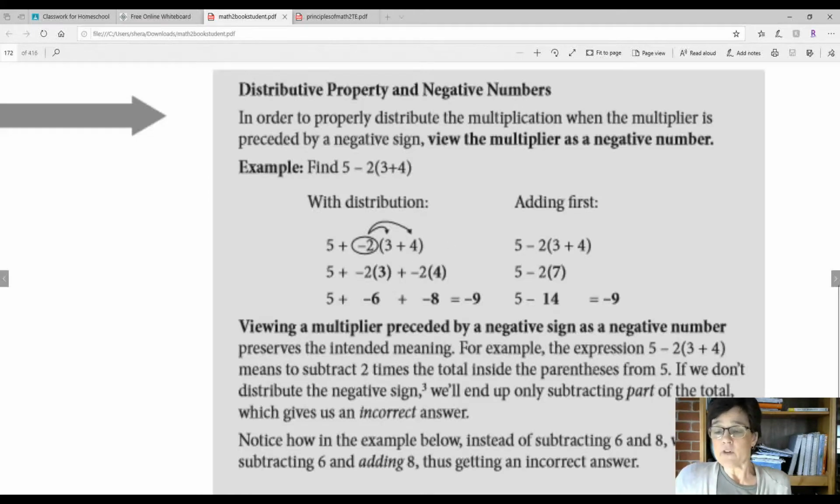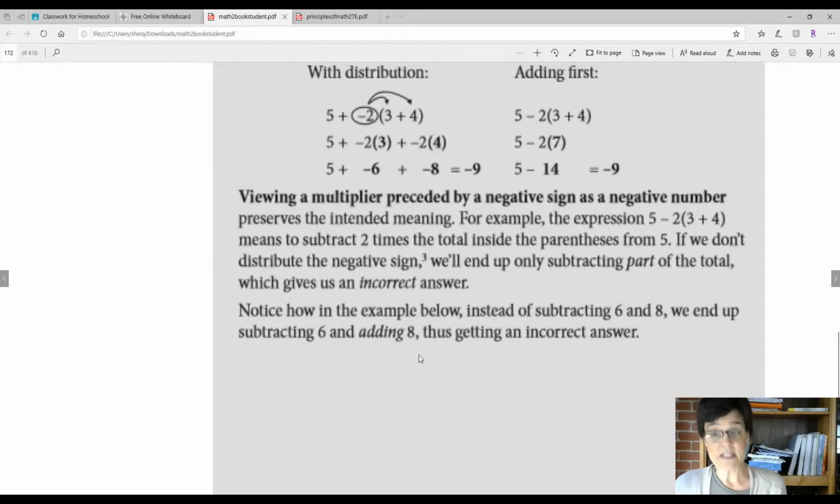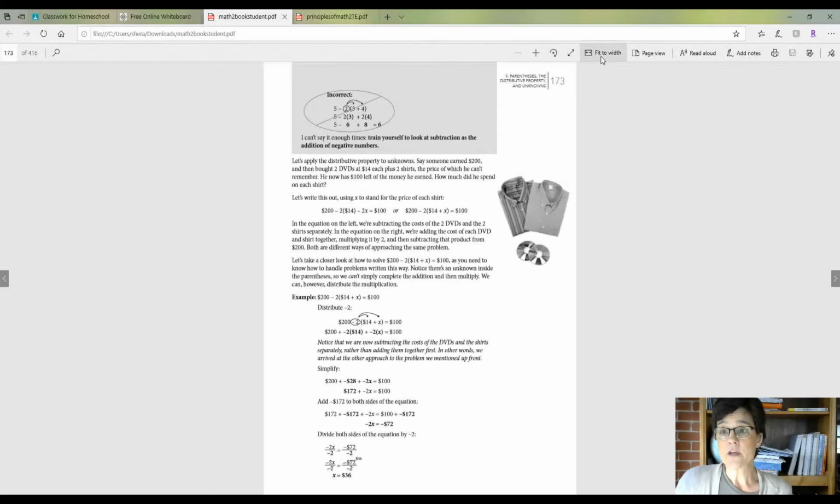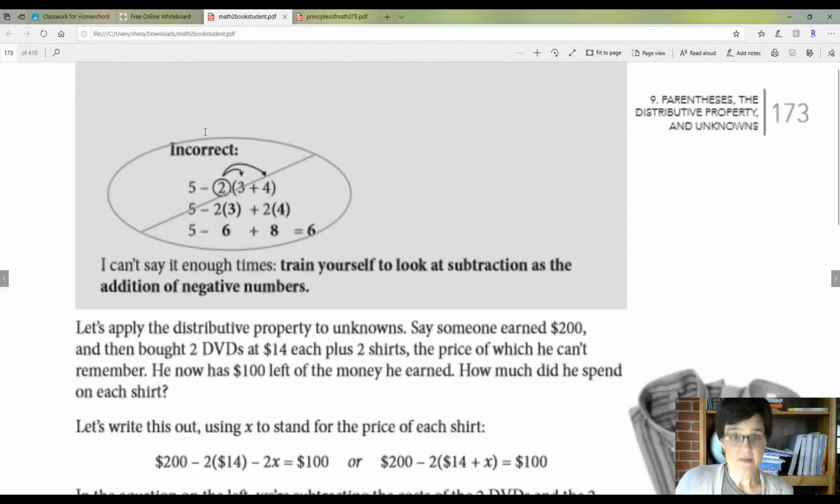So, for example, the expression 5 minus 2 times 3 plus 4 means to subtract 2 times the total inside the parentheses from 5. If we don't distribute the negative sign, we'll end up with only subtracting part of the total. That gives us an incorrect answer. All right, so this gives you the don't do this. This is incorrect to say 5 minus 2, because then this looks like it's a positive 2, but it's not, because your original problem was 5 minus 2, which means 5 plus negative 2. So train yourself to look at subtraction as the addition of negative numbers.